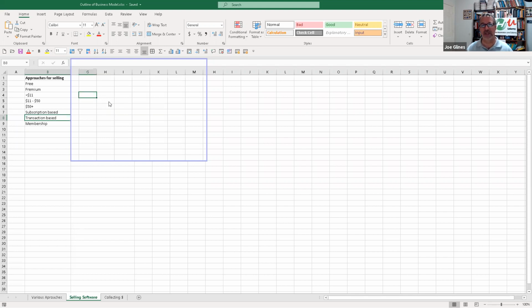And then there's just a general membership, where you might allow people to have membership to your site or to a group, or to be able to get different pieces and packages together and different stuff.